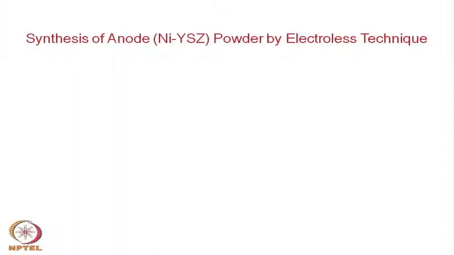I am trying to concentrate on a particular technique of preparing nickel YSZ composite, nickel YSZ cermet composite, which is used as an anode material. Now, I mentioned earlier that one of the reasons why nickel is used along with YSZ is it is facing very extreme reducing conditions like hydrogen, and whatever anode material we choose has to be chemically or thermodynamically stable at this temperature and the reducing condition.